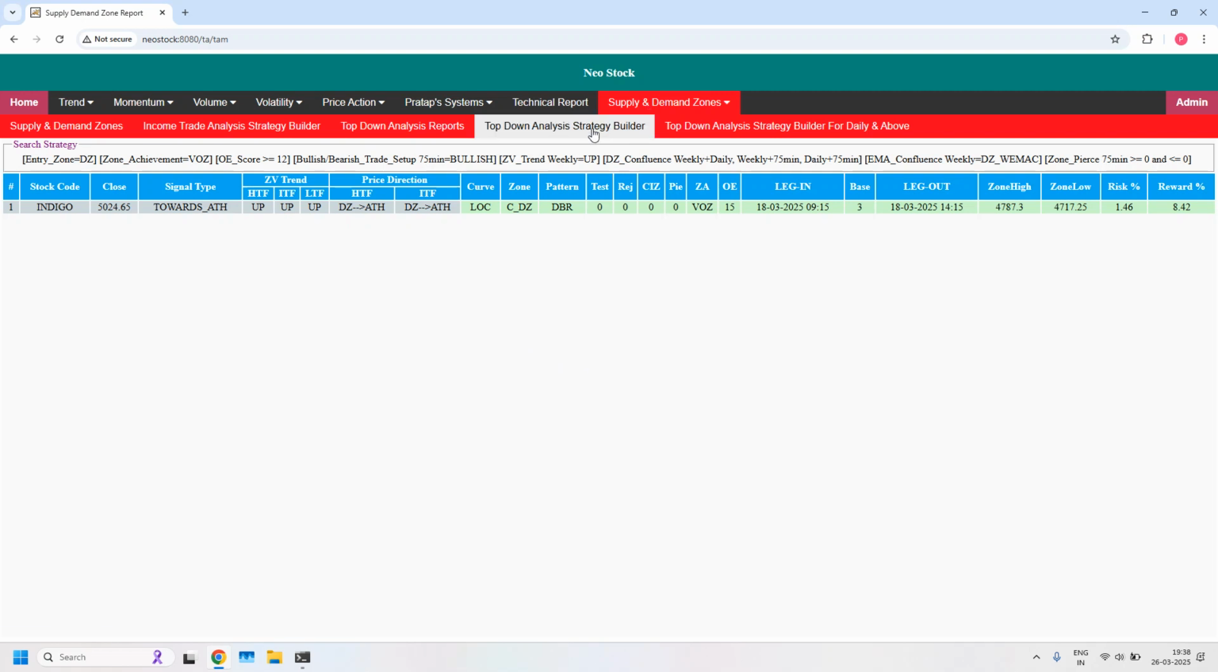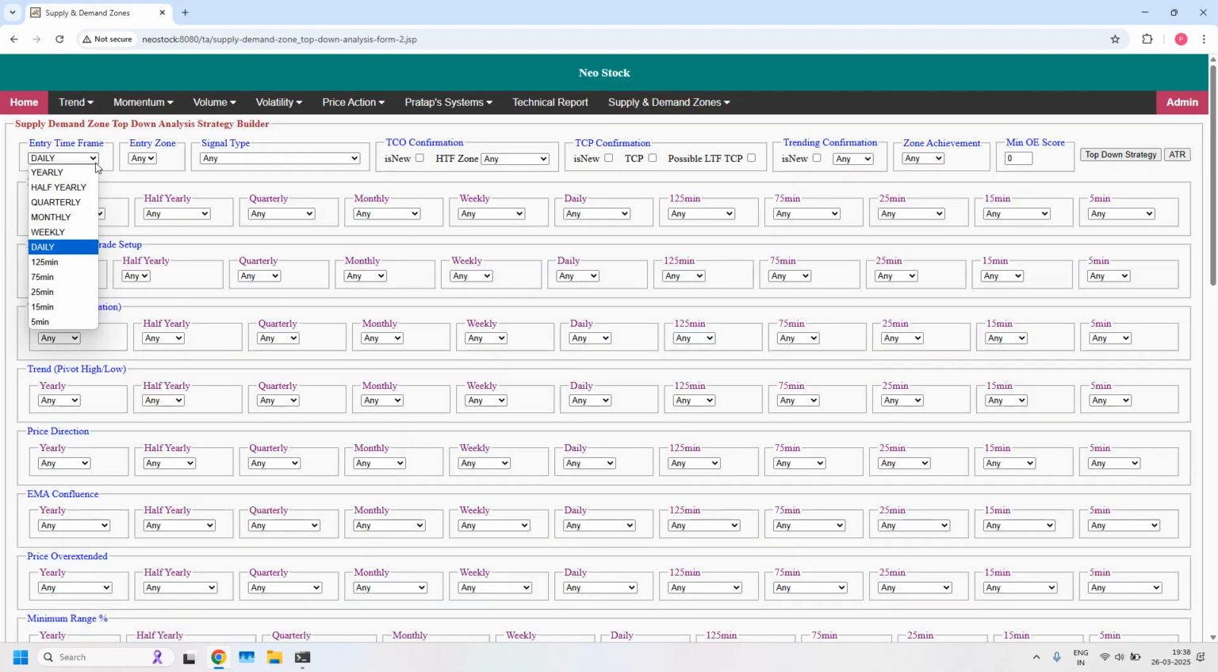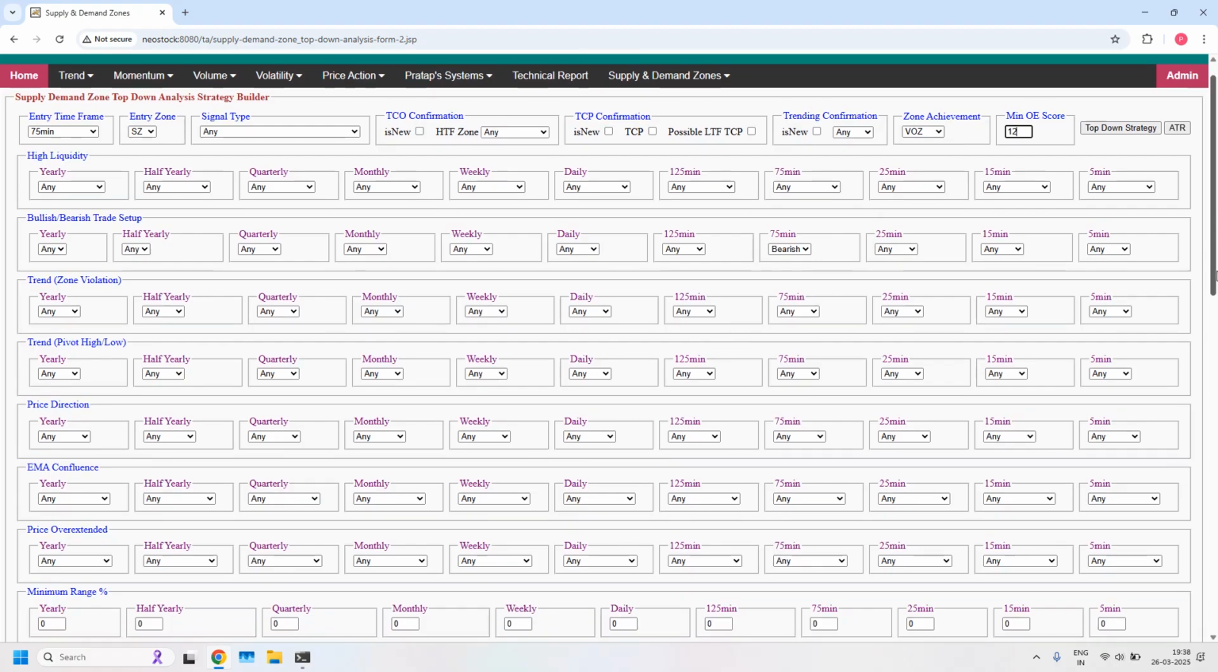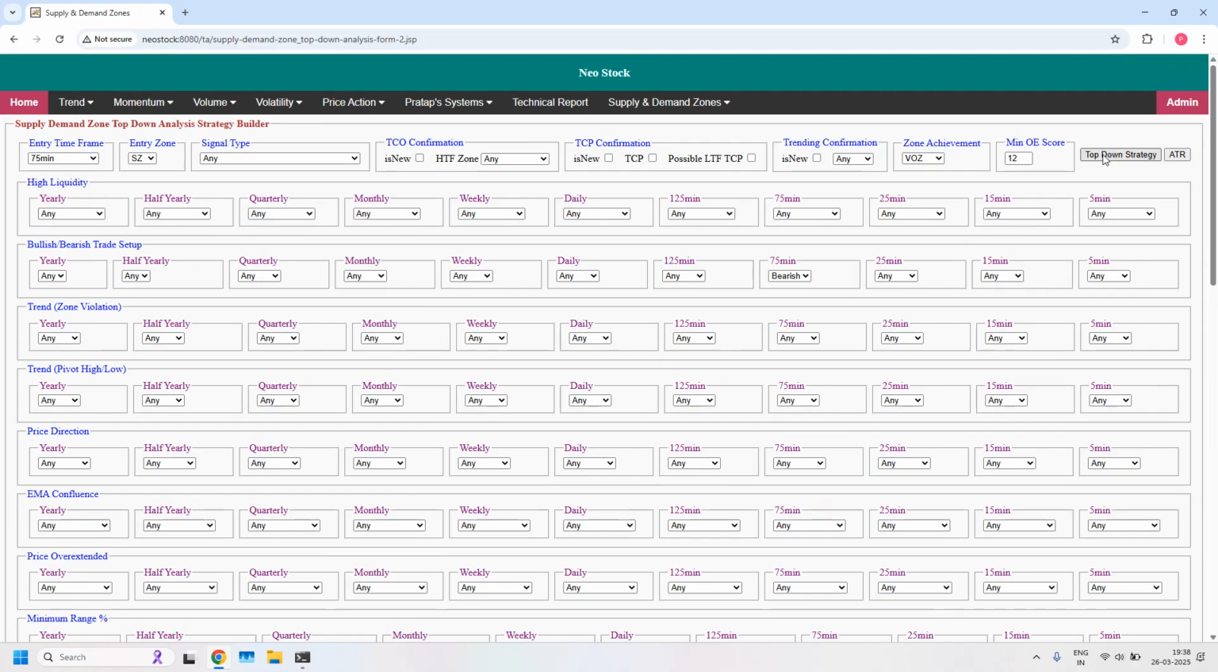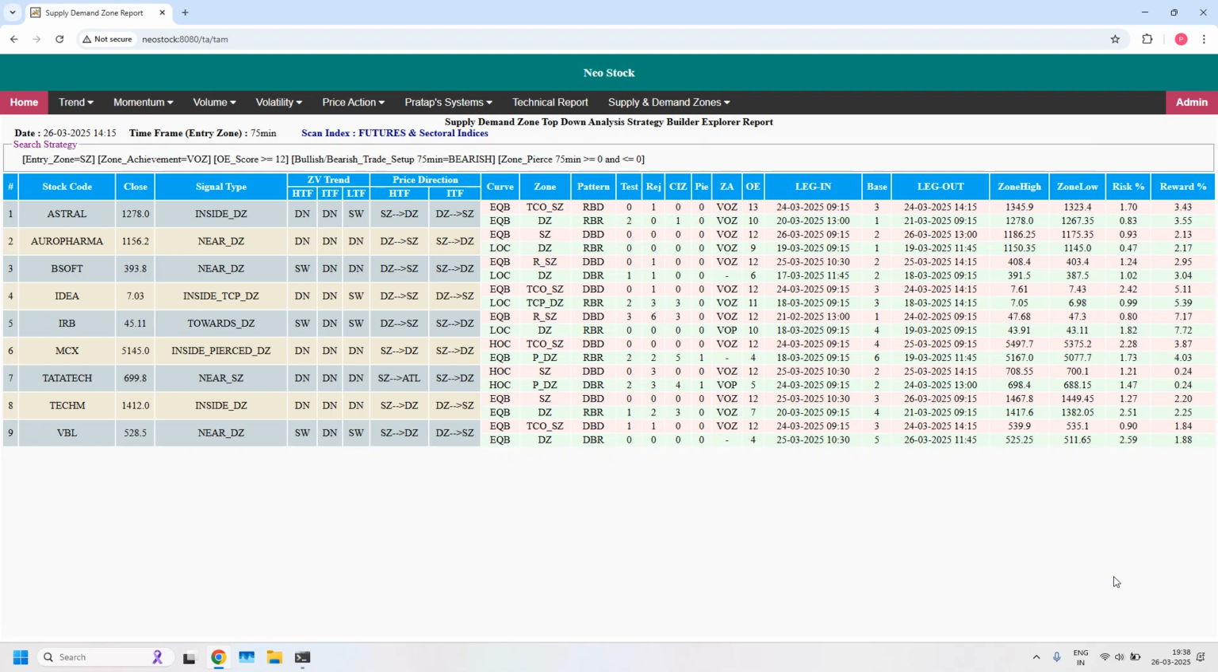Next, bearish trade setup for weekly income trade. Entry time frame 75 minutes, entry zone, supply zone, bullish or bearish. At 75 minutes, I am selecting bearish. Zone achievement VOZ, minimum odd enhancer score 12. And also the 75 minute supply zone should not be pierced. So at 75, minimum value 0, maximum value 0. With these filters, we got 9 stocks. All these 9 are supporting a bearish trade setup for weekly income trade.